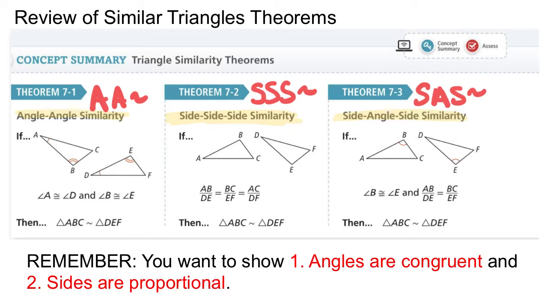Also, remember that when we want to show that something is similar, we want to show that the angles are congruent and that the sides are proportional, meaning that they are in the same ratio.